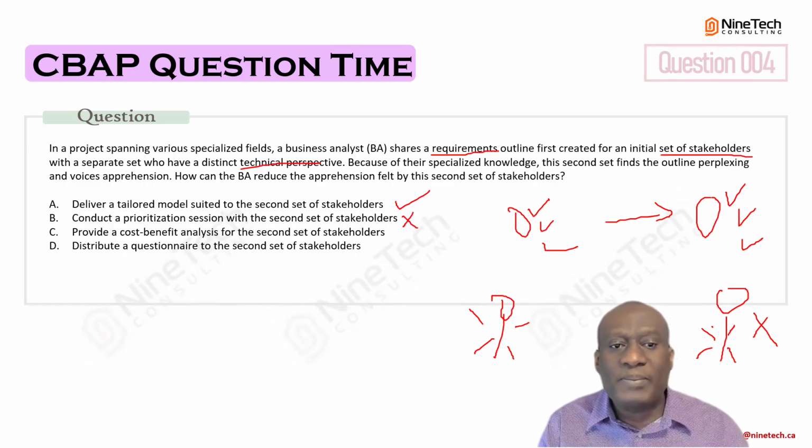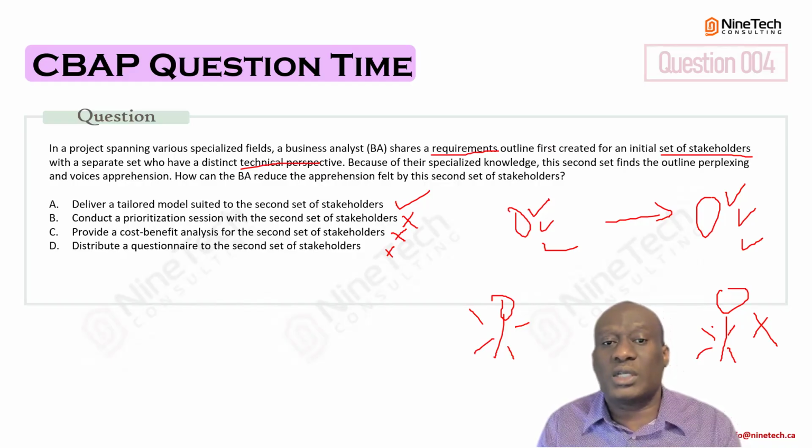Provide a cost-benefit analysis for the second set of stakeholders. No, that's not the problem. It's not about cost-benefit analysis. Distribute a questionnaire to the second set of stakeholders. No. The right answer is deliver a tailored model suited to the second set of stakeholders. So the answer will be A.